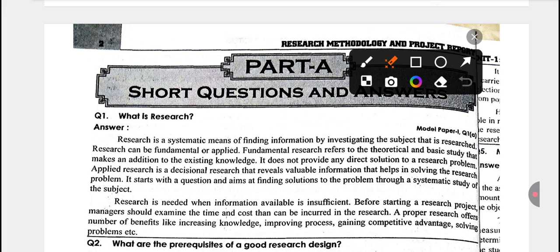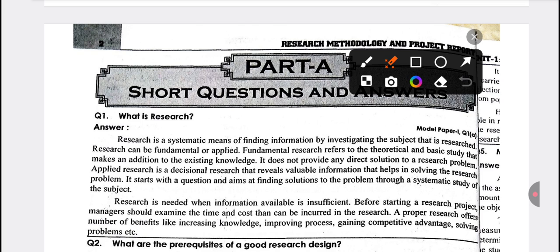A research can be fundamental or applied research. I have discussed it previously also. What is fundamental? Trying to dig out new things, new steps in the research. Fundamental research means you are trying to find out new solutions, new information. What is meant by applied research? Applied research is nothing but decisional research. Already the information, already the theory will be there, just you are applying it in the investigation. So that is fundamental research and applied research.